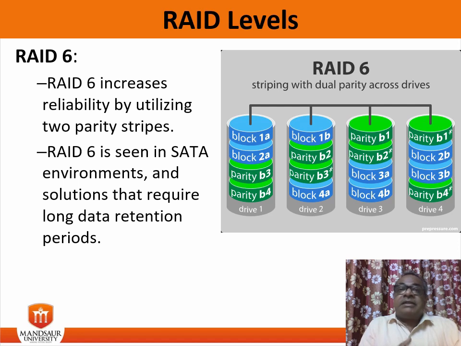RAID 6 is like RAID 5, but the parity data is written to two drives. That is the important thing. It requires at least four drives and can withstand two drives dying simultaneously. The chance of two drives breaking down at exactly the same moment is of course very small.